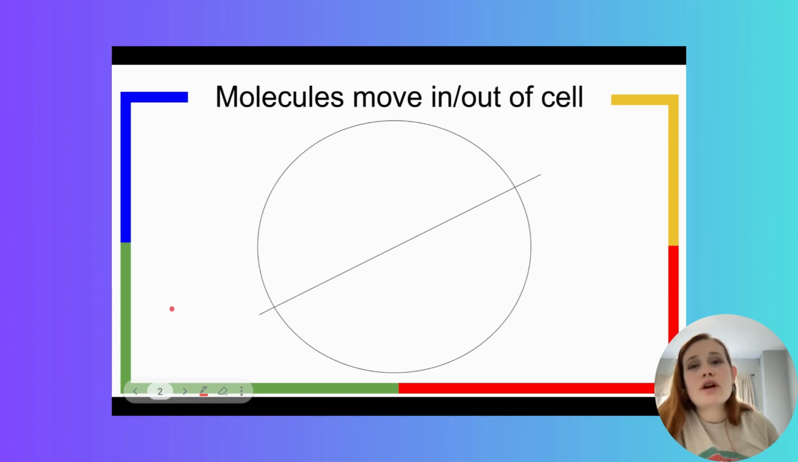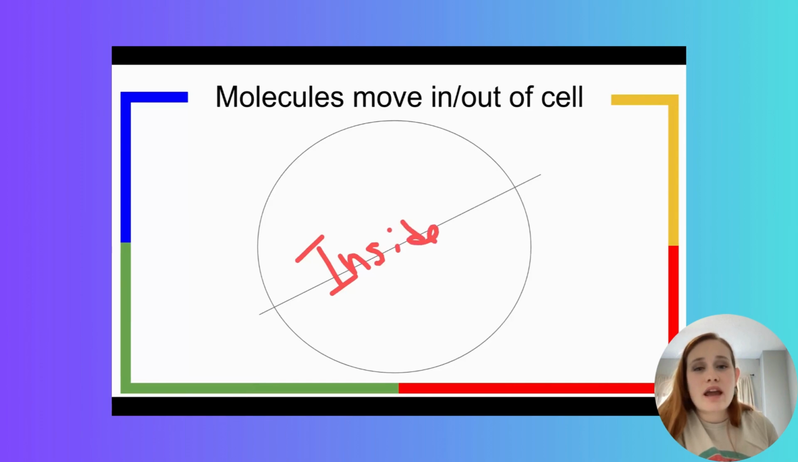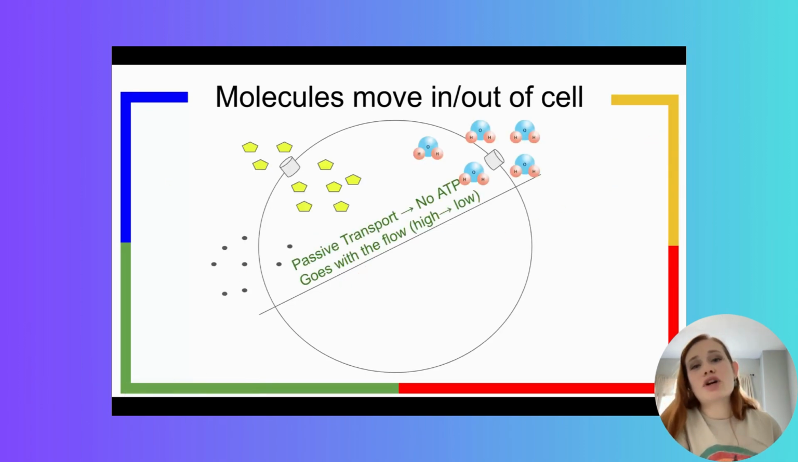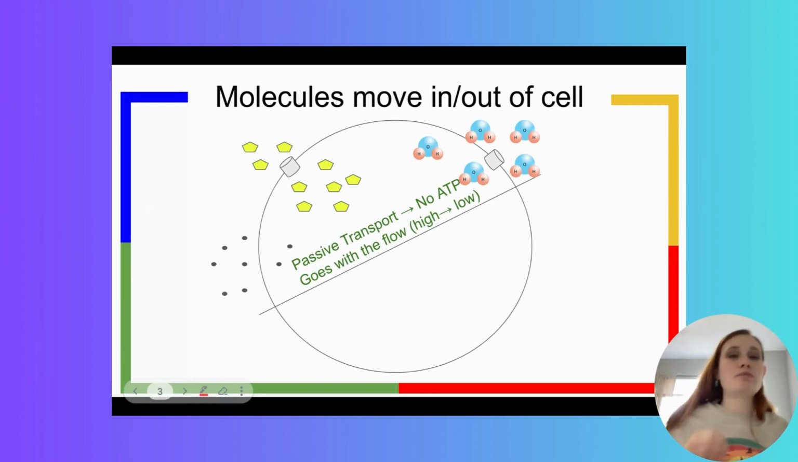All right, so we are going to be looking at molecules moving in and out of the cell with our cell transport. Right here, this is the cell. This is representing what is inside the cell, and this is going to be outside the cell.